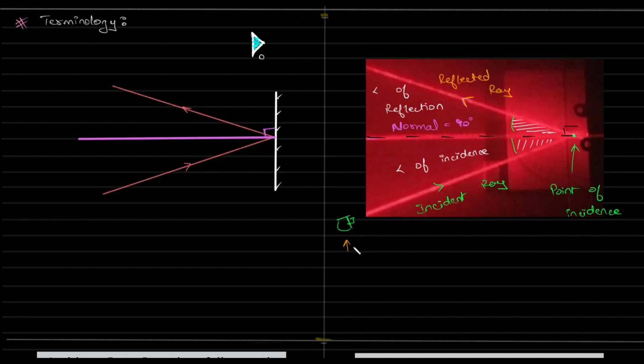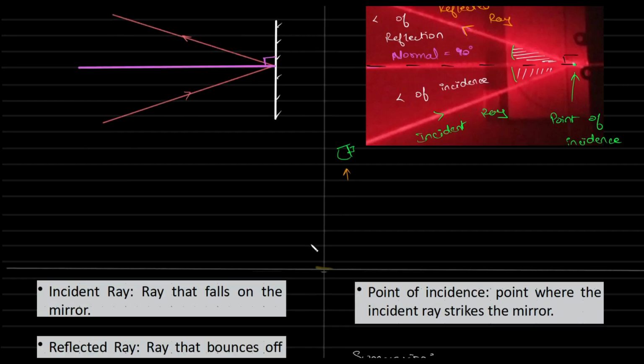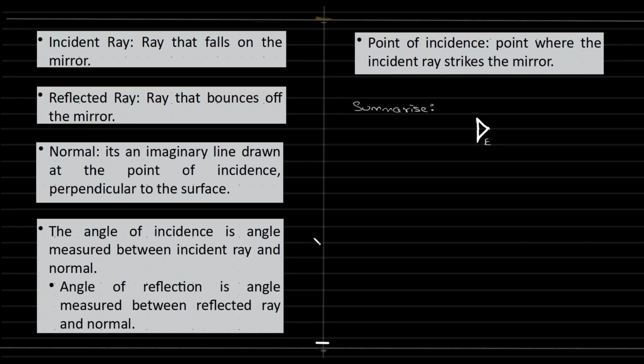So this is pretty much all the names that we need to know. Okay, these are all the terminologies. So just one last time: incident ray, reflected ray. All the definitions and everything is given. So let's have a look. Incident ray, the ray that falls on the mirror. Reflected ray, the ray that bounces off the mirror.